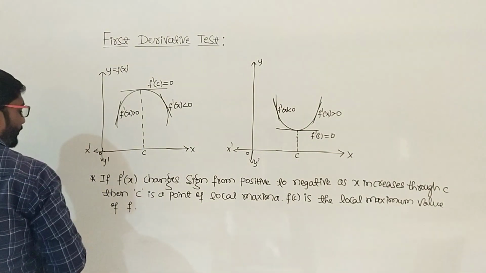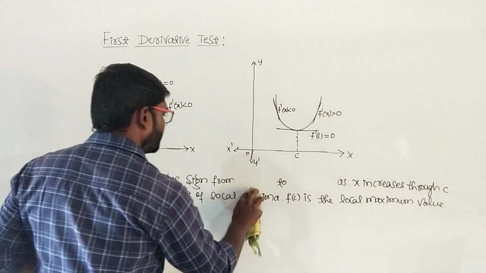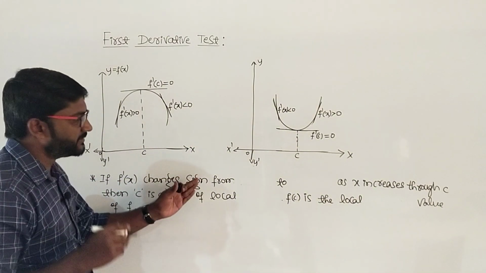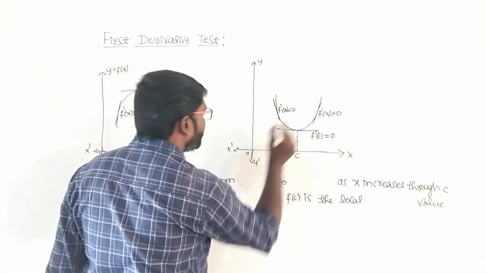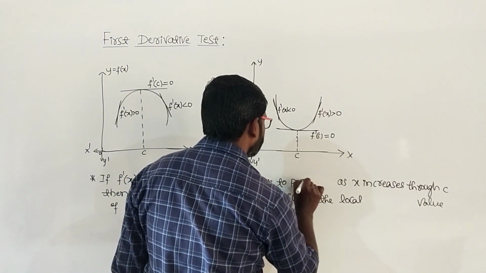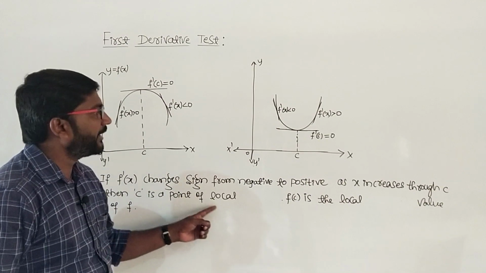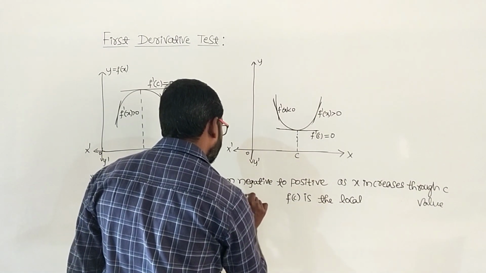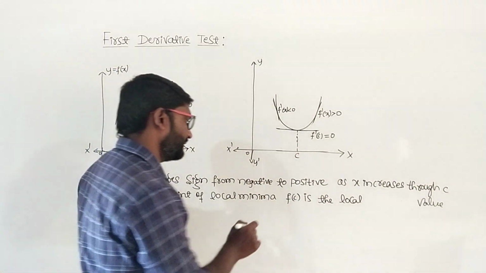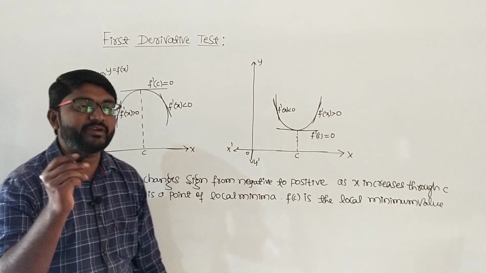Let us write that particular point now. Now I am going to write the second point. Let us complete the second point. If f dash of x changes sign from negative to positive as x increases through c, then c is a point of local minima, and f of c is the local minimum value of the given function. f of c is the local minimum value of the function f.